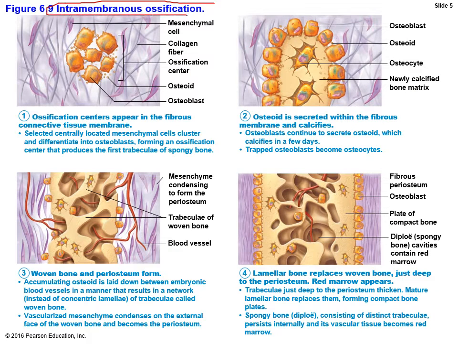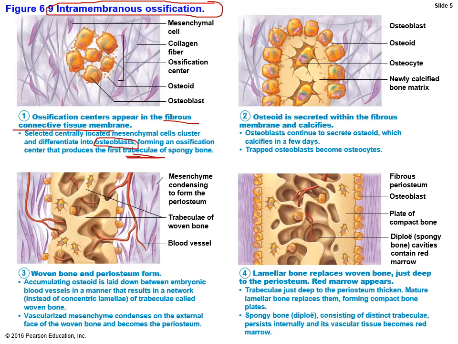In intramembranous ossification, what we see happening is that it's going to occur within the fibrous connective tissue membrane. So you will have some mesenchymal cells that will be clumped together, and they will differentiate into osteoblast cells. And these osteoblast cells will then become the ossification center, which in essence is our first area or site of trabecula that will start to form. Now keep in mind this is happening within the membrane, so it's intramembranous ossification.